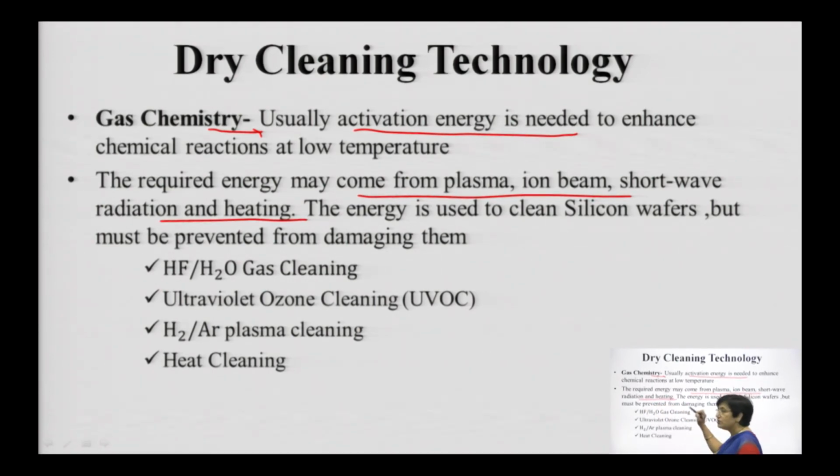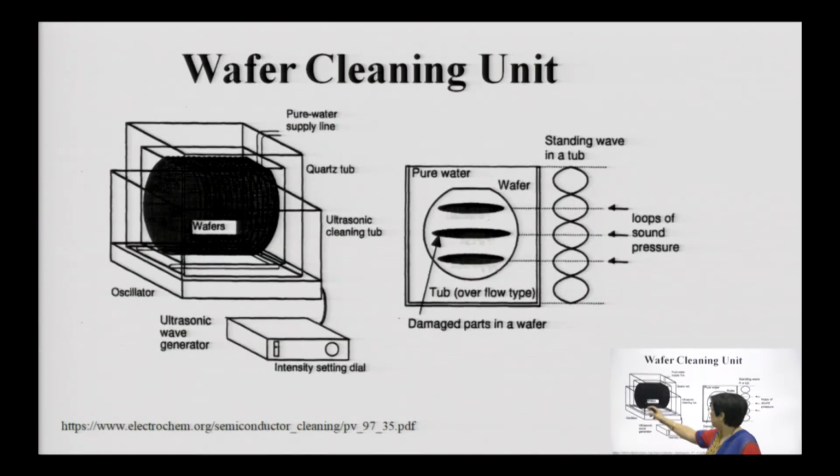The energy is used to clean the silicon wafer, but here also a word of caution: any excess energy can damage the wafer. So, what are the different techniques? You have HF and H2O gas cleaning, ultraviolet ozone cleaning, hydrogen and argon plasma cleaning, and then heat cleaning can be used. In the gas chamber you are using the activation energy of argon and hydrogen and other gas plasmas, and they will be used to drive away the particles.